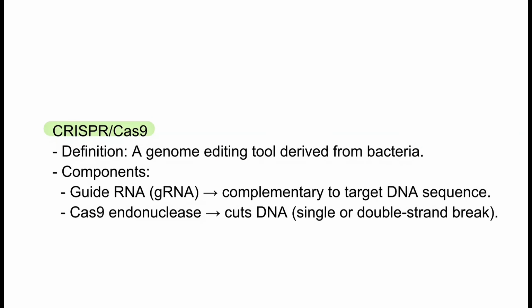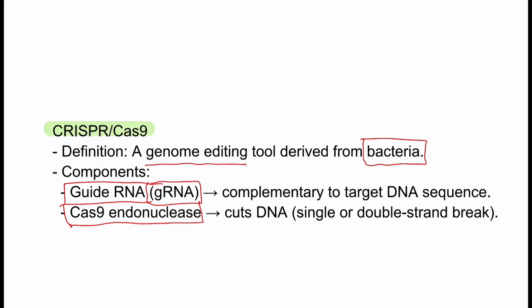Now we will discuss CRISPR-Cas9. Definition: a genome editing tool that is derived from bacteria. CRISPR-Cas9 is a gene editing tool, basically derived from bacteria, and its components are guide RNA, or gRNA, and Cas9 endonuclease. So these two are its components.